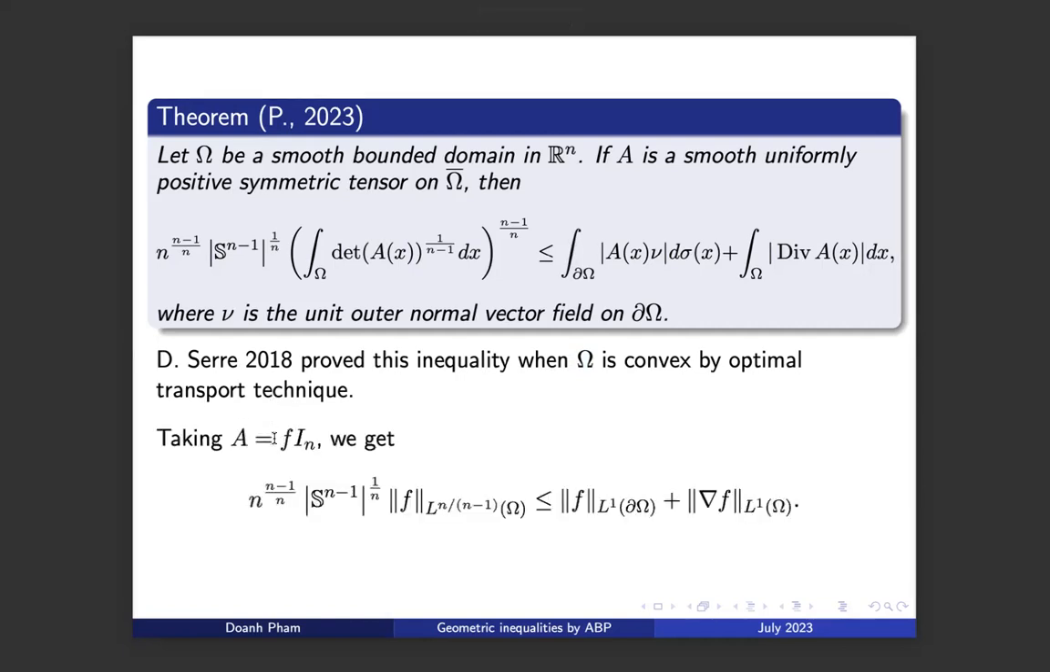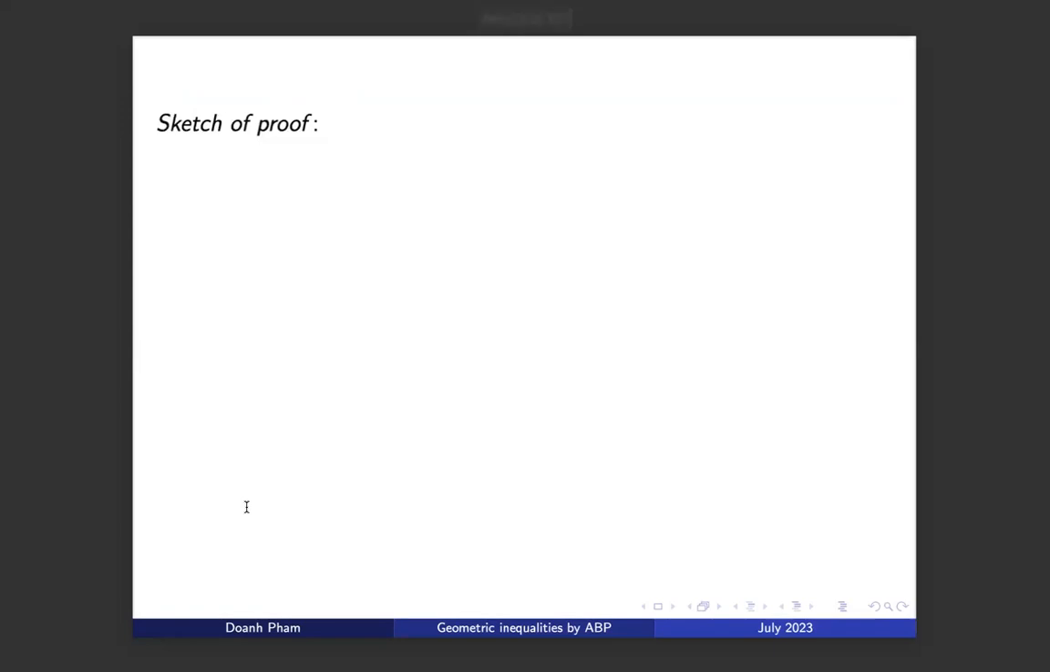So why do we call this the Sobolev type inequality? Because if you take A to be a function multiple of the identity matrix, then you can recover the sharp constant for the Sobolev inequality.